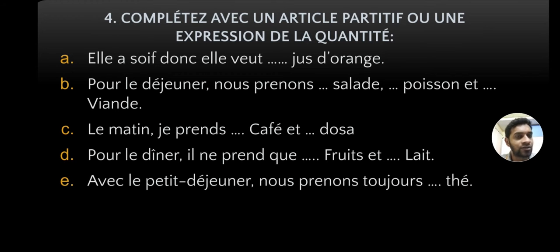So article partitif, I don't know if you remember. The definite articles are le, la, l' and les. The indefinite articles are un, une, des. Adjective possessive, we have seen mon, ma, mes, ton, ta, tes, son, sa, ses, and so on. Now it's article partitif: du, de la, de l', des. These mean some. All these mean some, depending on masculine, feminine, singular, plural, vowel, consonant, right?